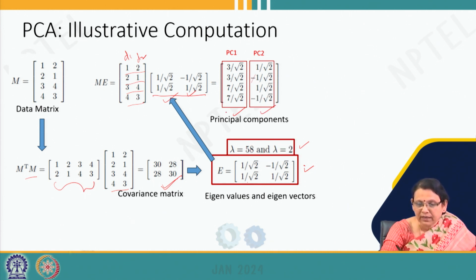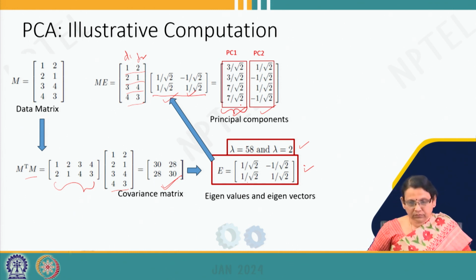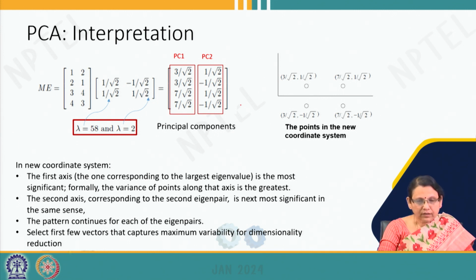You can see the maximum values are occurring here. So, maximum variability is occurring here. This is what I told you. Because of these new principal components, and this is my new axis system, my data is represented in this form.